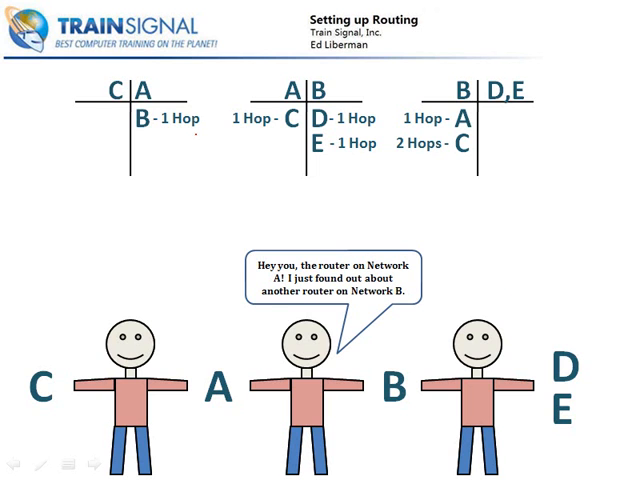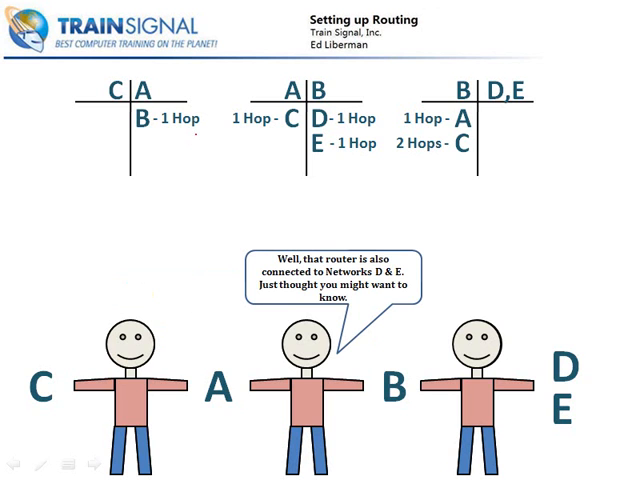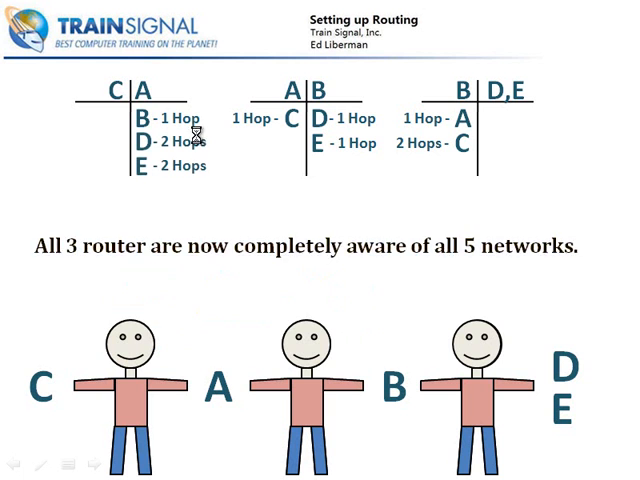Hey you, the router on network A. I just found out about another router on network B. Yeah, so what? Well, that router is also connected to networks D and E. Just thought you might want to know. Hey, that is good information. Thanks. Now, all three routers are completely aware of all 5 networks.